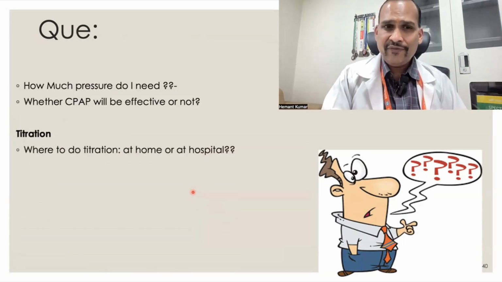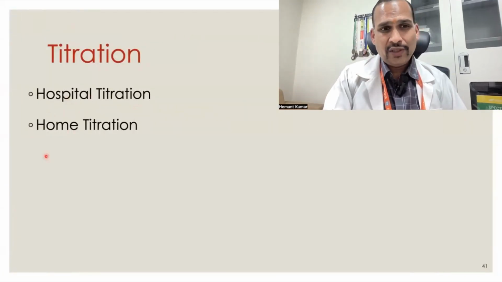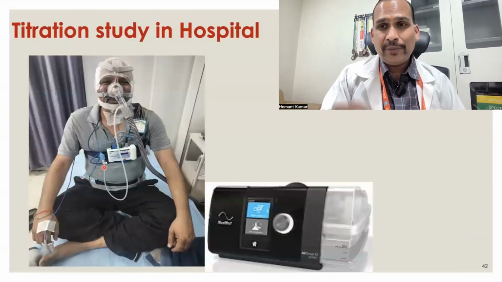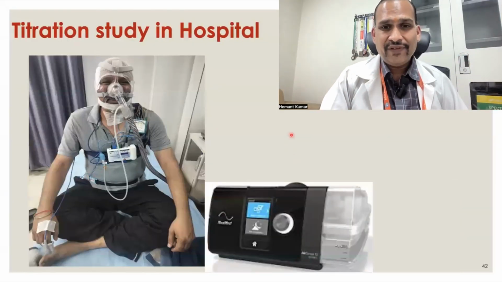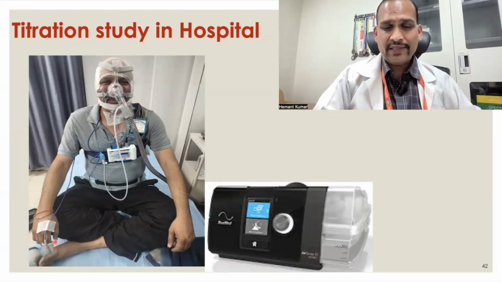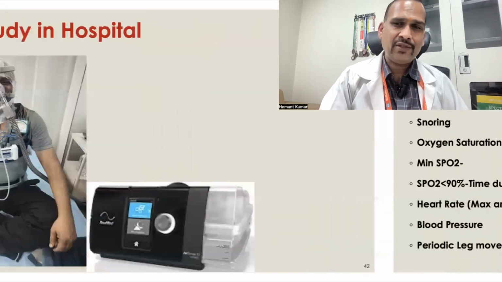So in a titration study, what do we do? Titration can be done in hospital or can be done at home also. In hospital, we repeat our sleep study with this machine. This is the CPAP machine. We apply CPAP with a nasal mask. We attach all leads like EEG lead, snoring lead, chest belt, oxygen. We apply all leads and we apply CPAP pressure, by nasal mask or oronasal mask.